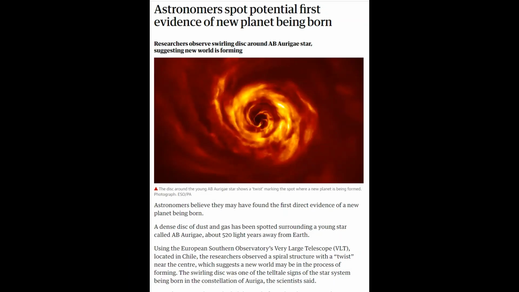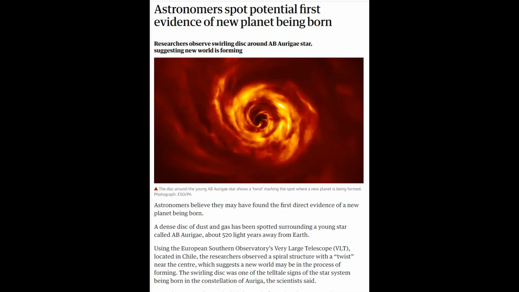This news is quite interesting. This is from Wednesday, 20th of May. Astronomers spot potential first evidence of new planets being born. So here, researchers observe swirling disk around AB Aurigae star, suggesting new world is forming. I'm not sure if I'm pronouncing that correctly.